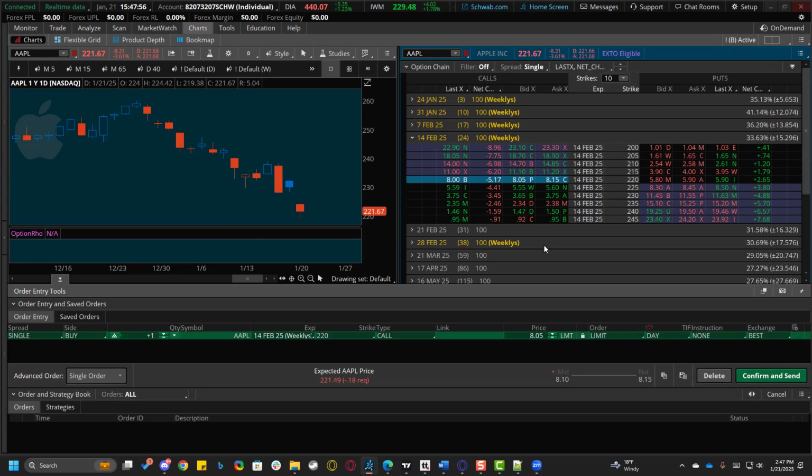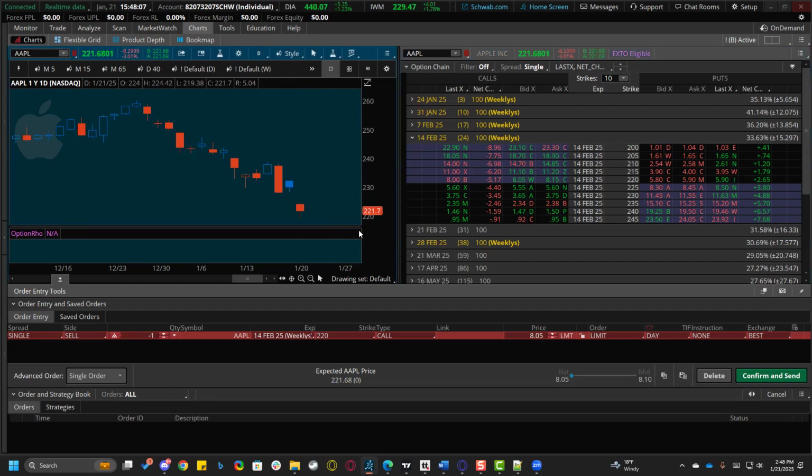But let's flip this over and say that I wanted to sell to open this call. Maybe we think that it's just a short-lived bump and it's going to continue to fall to the downside, and I want to sell a 220 call. I would sell it and collect $8 in premium. So I'm either buying it with $8 in premium or I'm selling it with $8 of premium. Either way, I'm opening the trade and I'm dealing with premium.